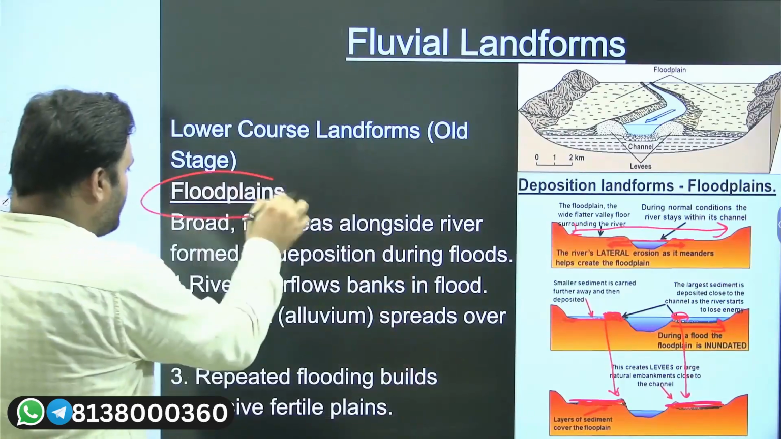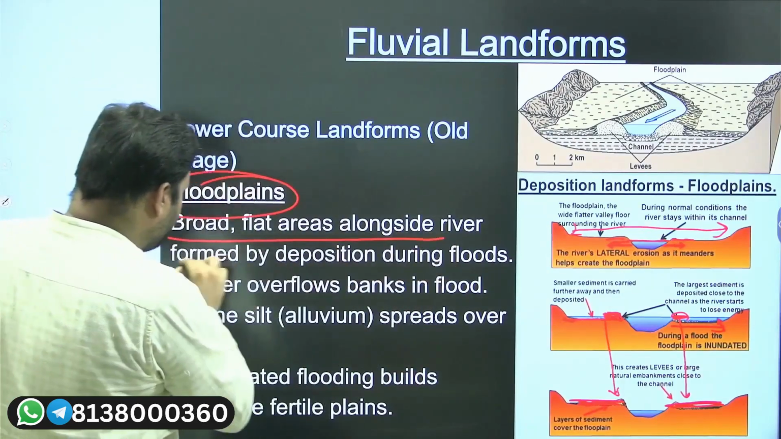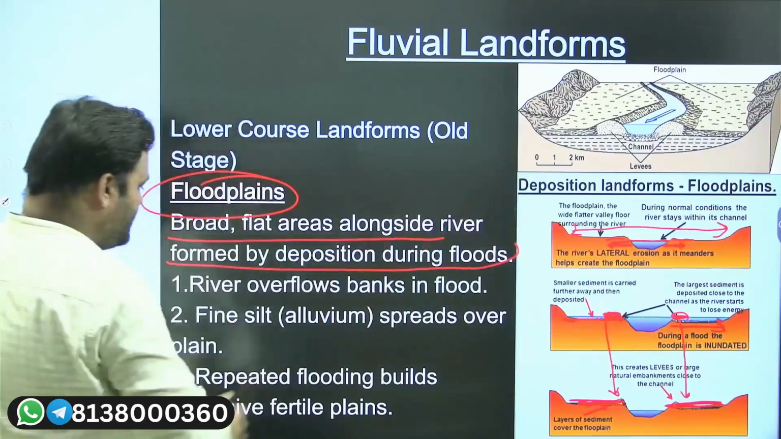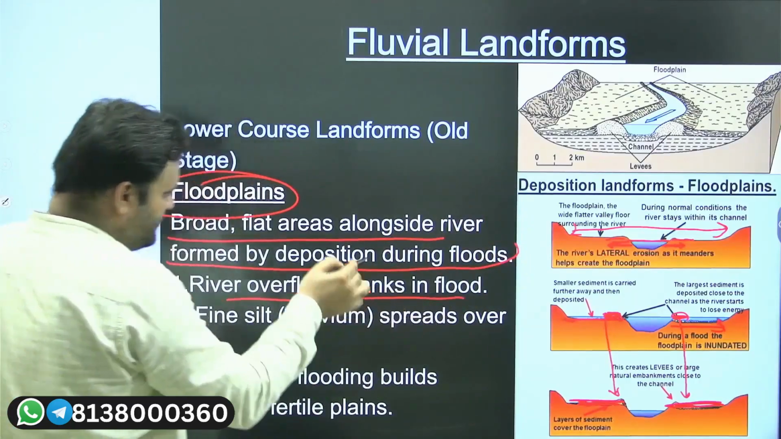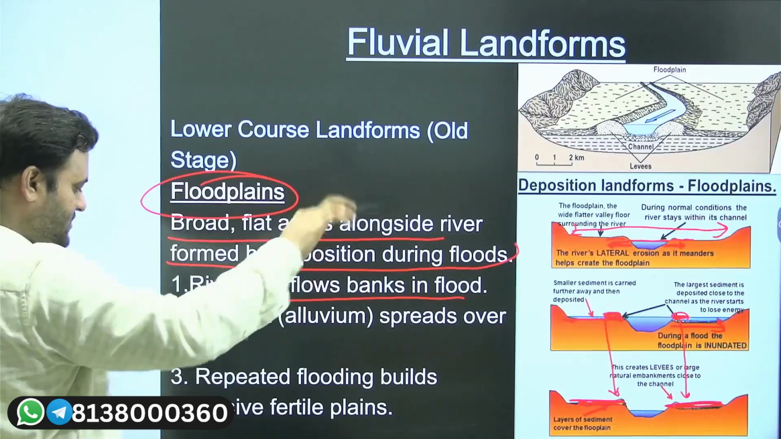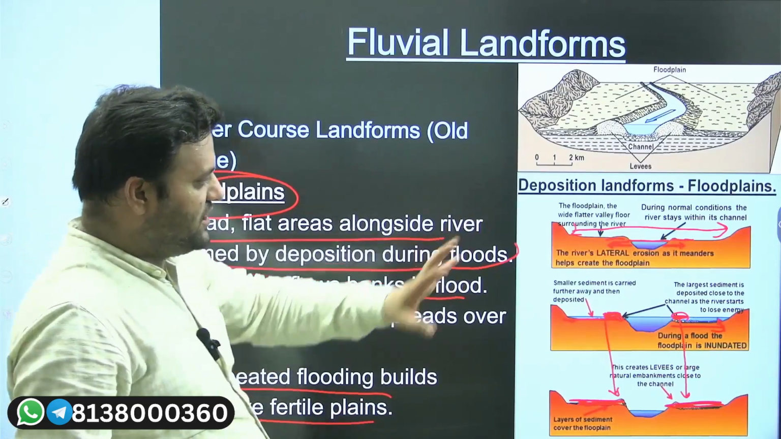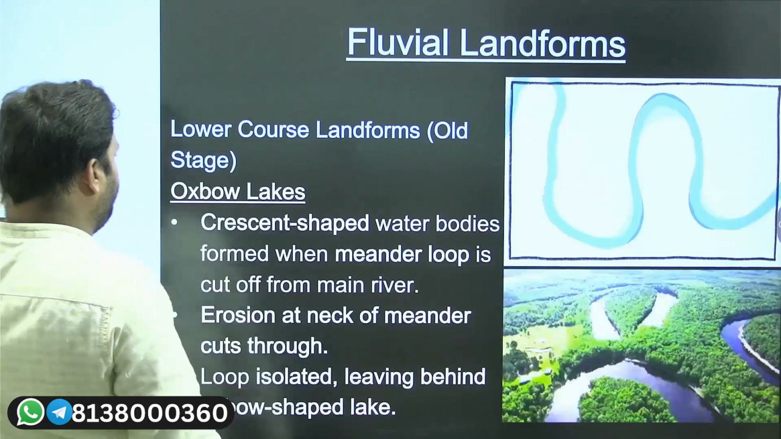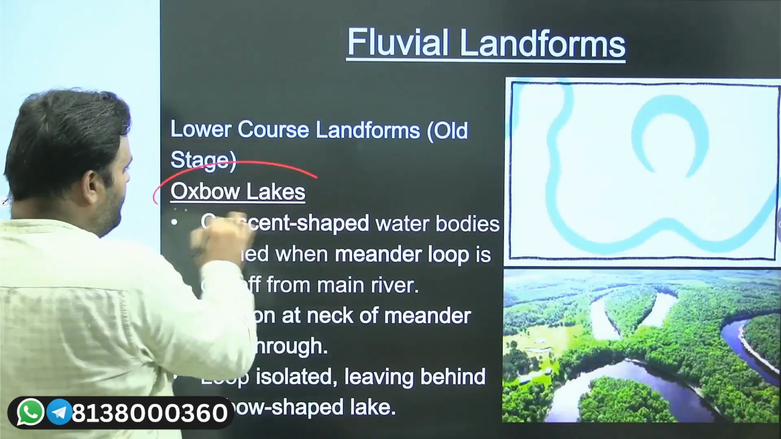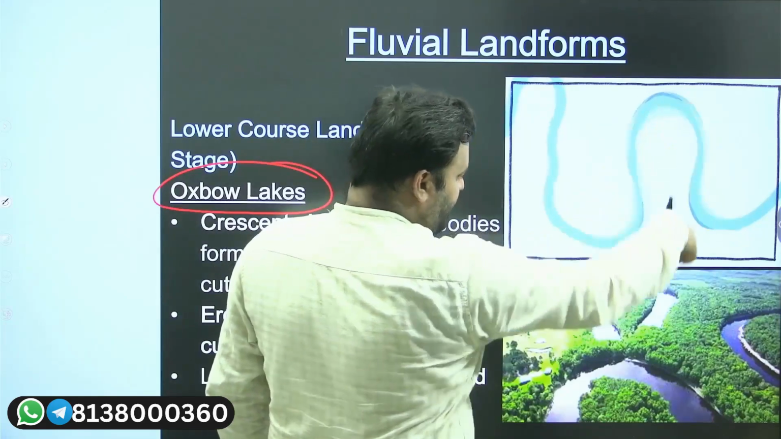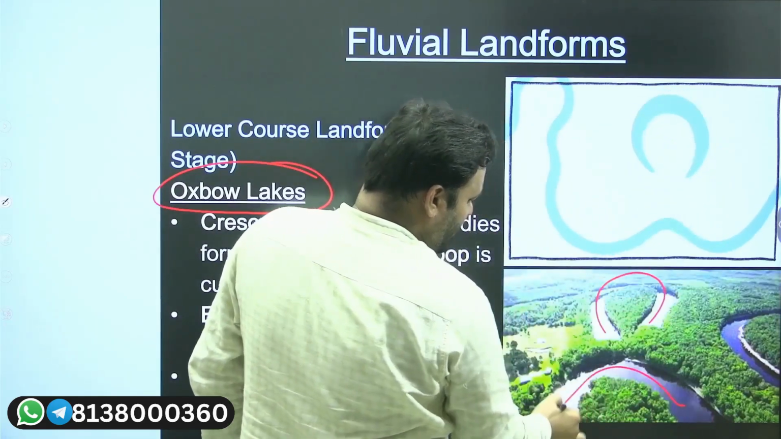So floodplains are what? Broad flat areas along the riverside formed by deposition. When the river overflows its banks in flood, fine silt deposition will be there, and repeated flooding will result in what? Extensive fertile plains, and levees will be formed. We have an Oxbow Lake here. As a result of meandering, we will have what? Oxbow Lake, which will be formed.